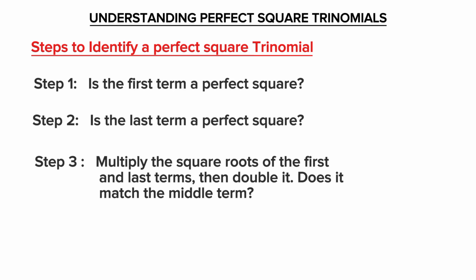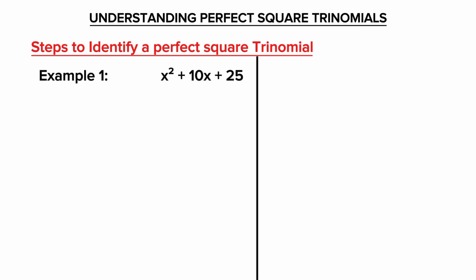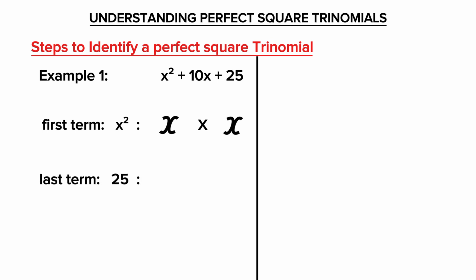Let's compare two examples. Example 1. x squared plus 10x plus 25. Is the first term a perfect square? x squared equals x times x, a perfect square. Is the last term a perfect square? Last term, 25, equals 5 times 5, a perfect square.